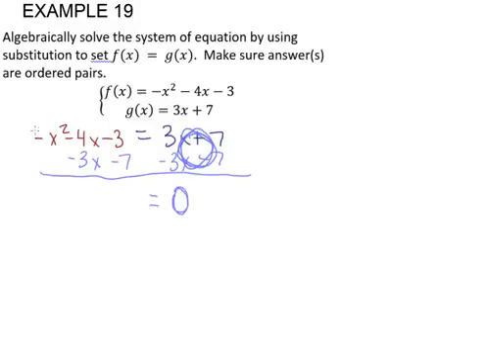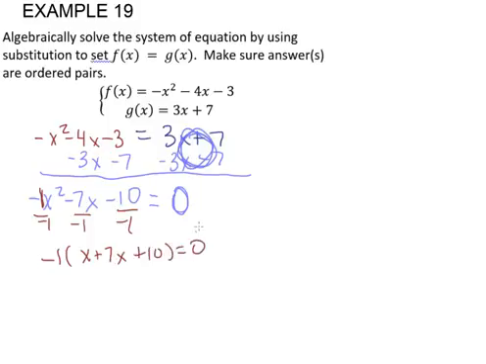So now we combine our two lines right here. We clean it up. We get negative x squared, negative 4 minus 3 is negative 7x, and negative 3 minus 7 is negative 10. Now we have a pesky negative 1 in front of our x squared term, but we know to just divide it out and factor it out, so we can then factor the quadratic on the inside. So we're going to have negative 1, and then x squared, because that becomes positive. This becomes positive 7x, and this becomes positive 10, and that equals 0.